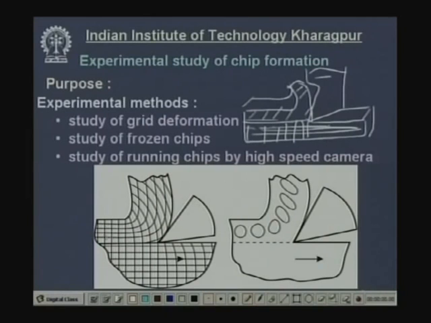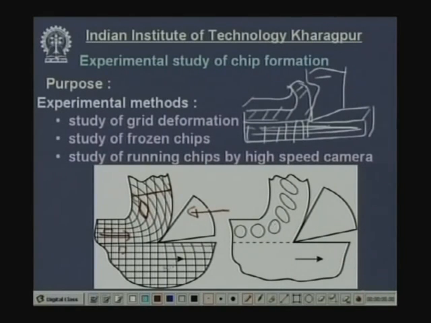Now, when the chips are formed due to movement of this tool in this direction, it gets diverted and the thickness increases. You see the small rectangular grids are deformed into some peculiar form. From the nature and extent of deformation, one can analyze what is the real cause of this deformation: shear, compression or tension.